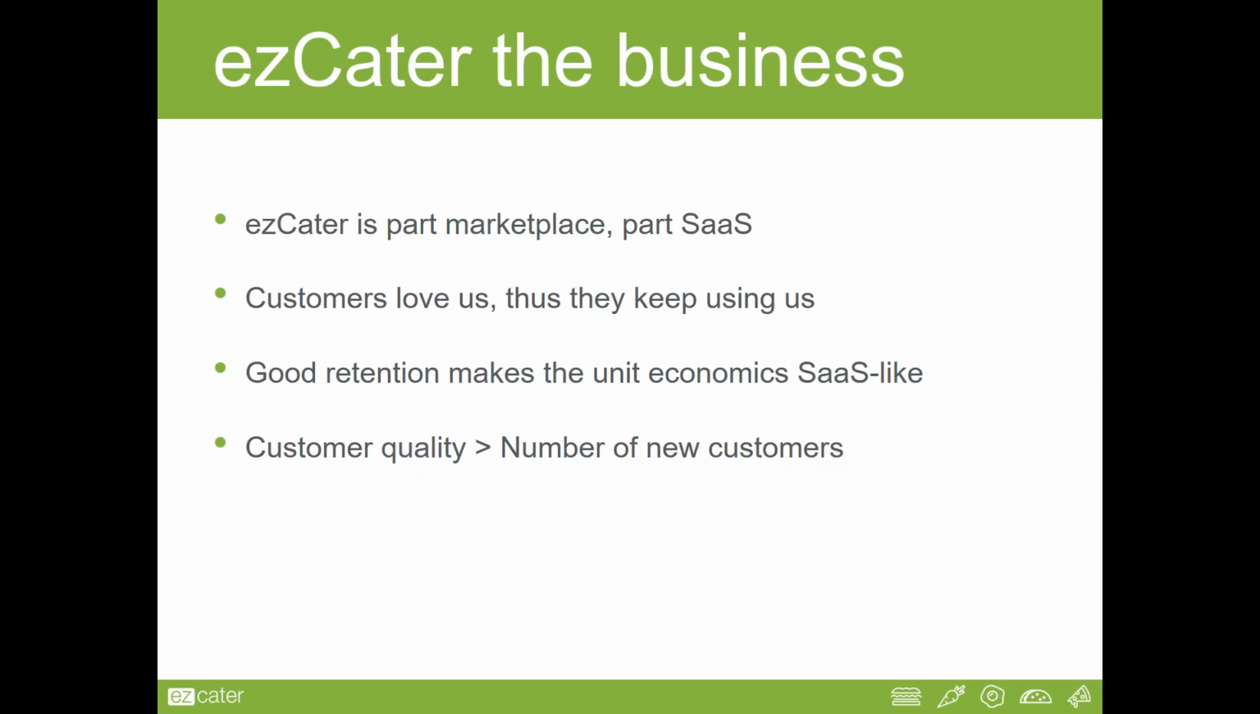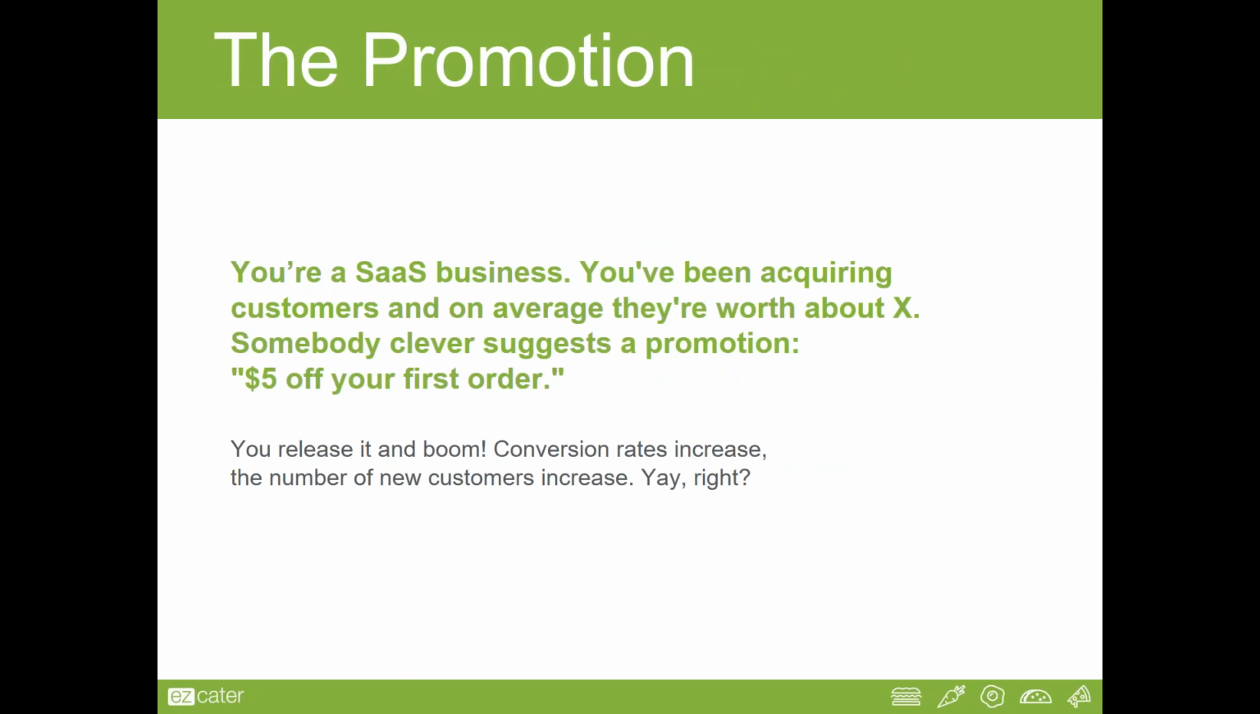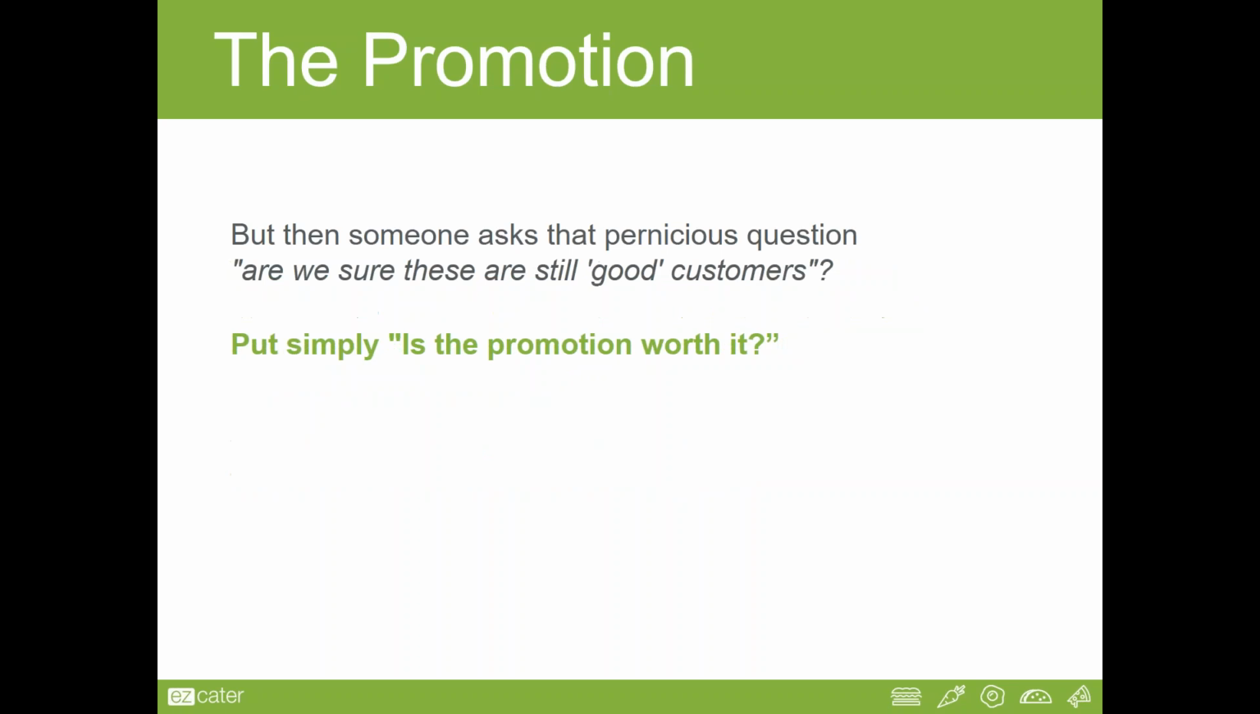But the corollary to that is that the customer quality is even more important than the number of new customers. So in a SaaS business, you have been acquiring customers on average. They're worth about X. And somebody clever suggests a promotion. Hey, how about we say $5 off your first order? That'll get more people through the door. You release it, right? Boom, conversion rates increase, and the number of new customers increases, which is, yay. Because, $5 off, numbers always go up.